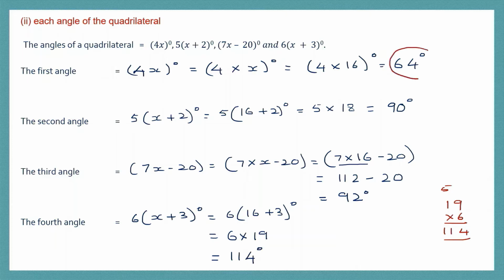So we have found all the angles. The first angle is 64. The second angle is 90 degrees. The third angle is 92 degrees. And the fourth one is 114 degrees. Now if you add up all these angles, it should give you 360 degrees.